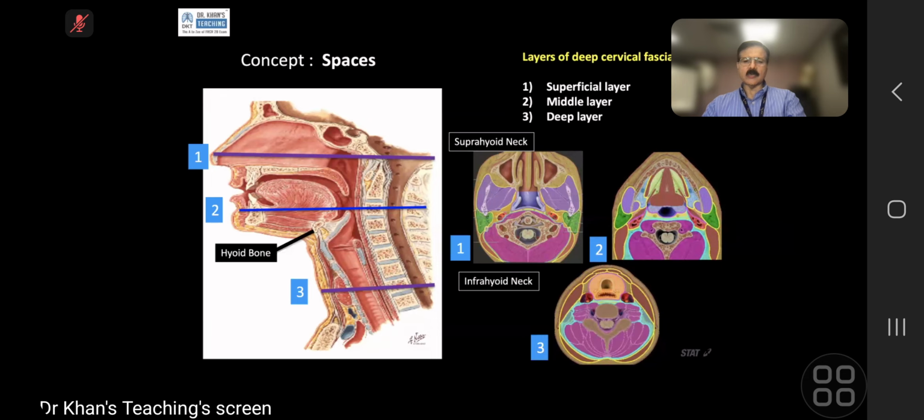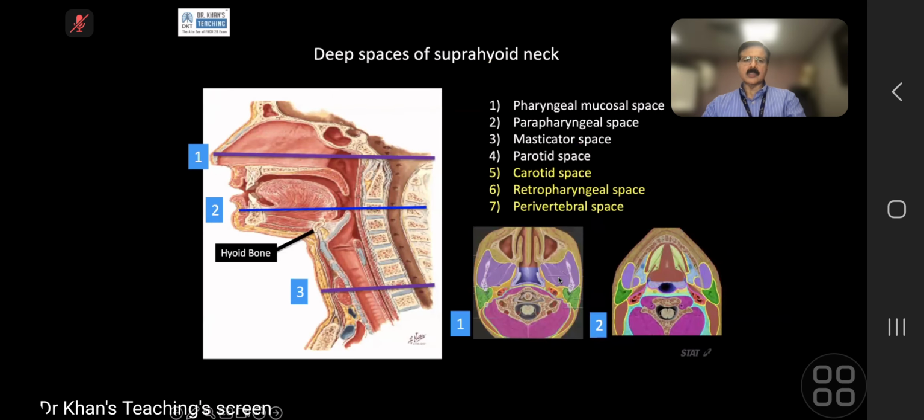Now, the key thing which I want to highlight in our case is the carotid space. Now, this is the carotid space. In the suprahyoid neck and infrahyoid neck, it is a continuous space. And so these are the spaces of the suprahyoid neck: pharyngeal mucosal space, parapharyngeal space, masticator space, parotid space, carotid space, retropharyngeal space, perivertebral space. So this one is what we are talking about.